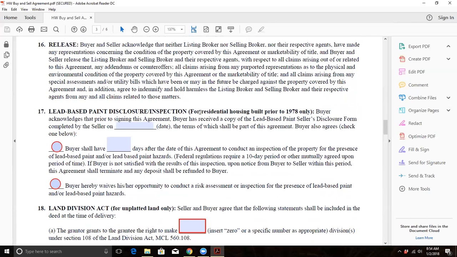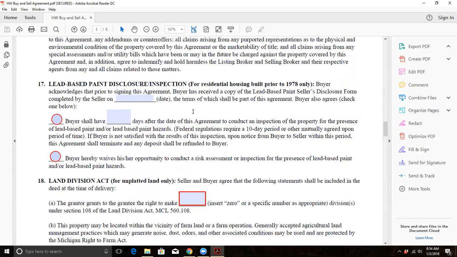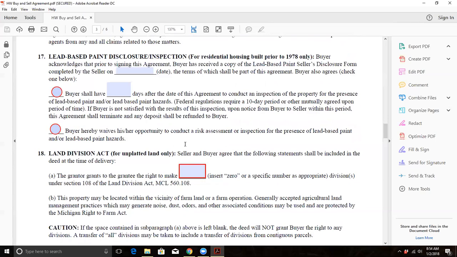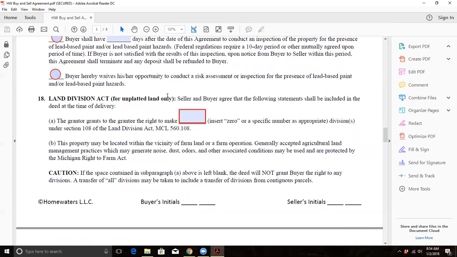Basically, they're hiring third-party people to take care of title issues, home inspection, whatever. We're not responsible for it. Lead-based paint disclosure inspection, we did have a note in here about prior to 1978 only, just to make it a little bit easier, but this is standard language as well.